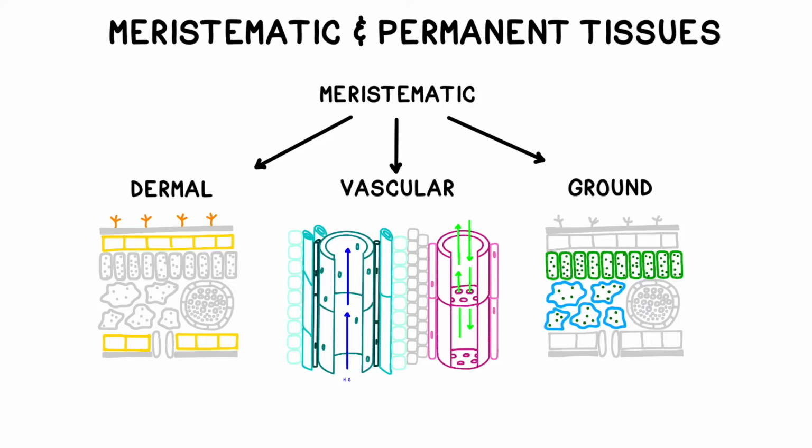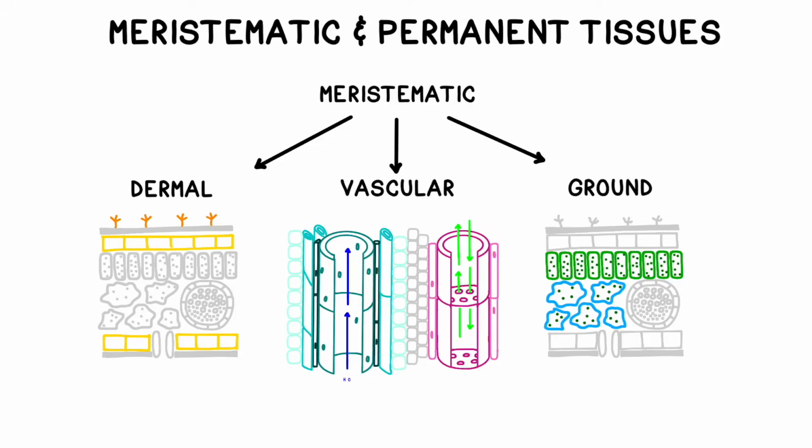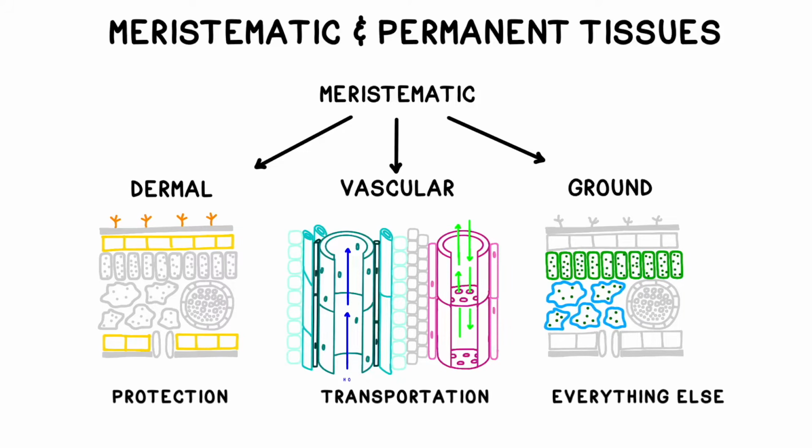We'll now go through each of these tissues in detail, as well as the cells that compose each one. Once you learn about the function of each of these tissue types, you'll probably realize that you've encountered them previously. The three major types of plant tissues are dermal, vascular, and ground tissue. Dermal tissue covers and protects the plant. Vascular tissue provides transportation. Ground tissue is anything other than protection or transportation tissues. Essentially, this includes metabolic functions, support, photosynthesis, and storage.